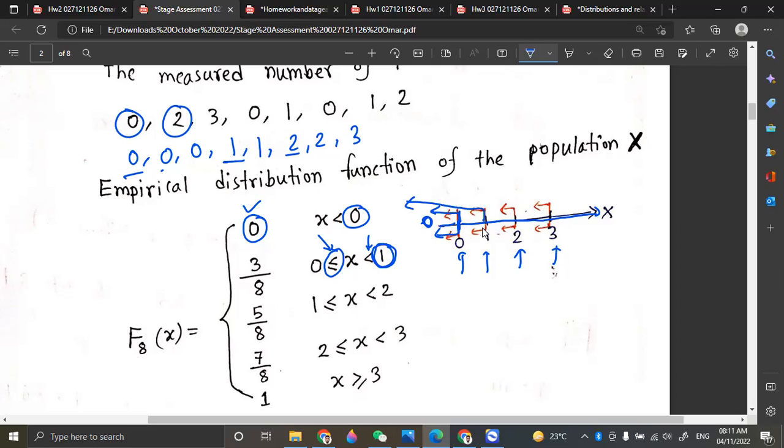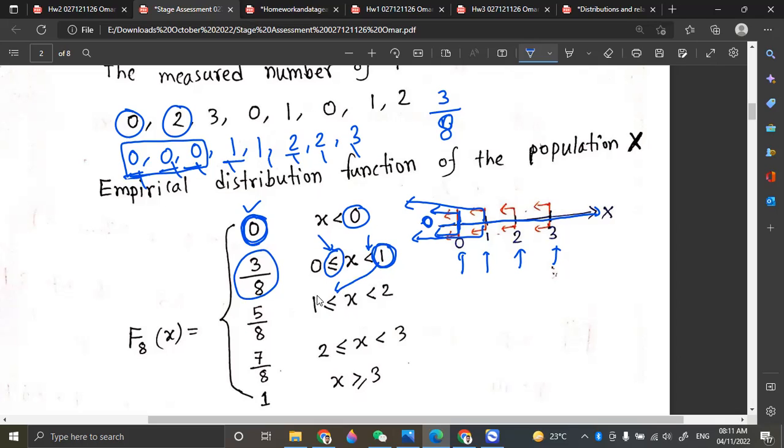Previously we had 0, and now, as you see here, how many 0s are there? 1, 2, 3, right? Here are three 0s. And how many numbers in total? 1, 2, 3, 4, 5, 6, 7, 8. So we have a total of 8 numbers, and we have three 0s here. So that's why it is 3 by 8. And now for the next part, we include 1.